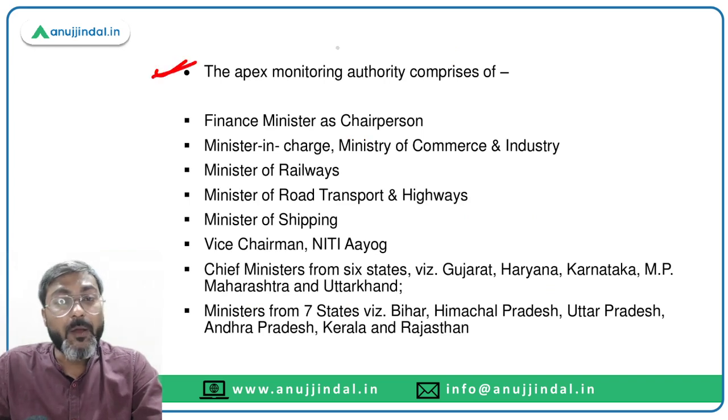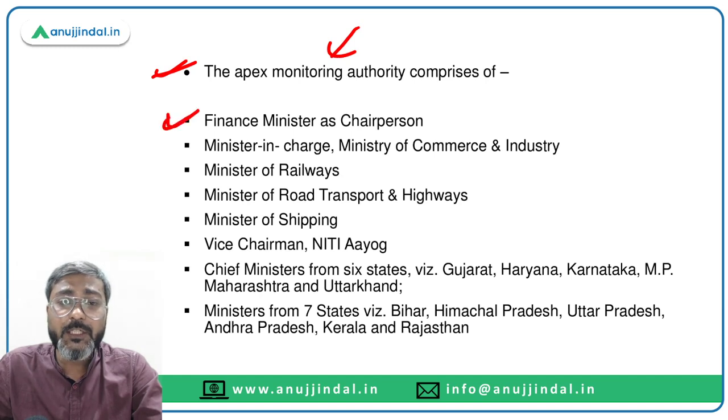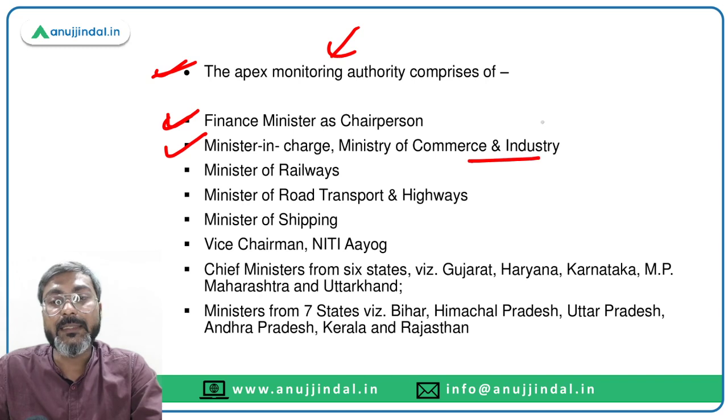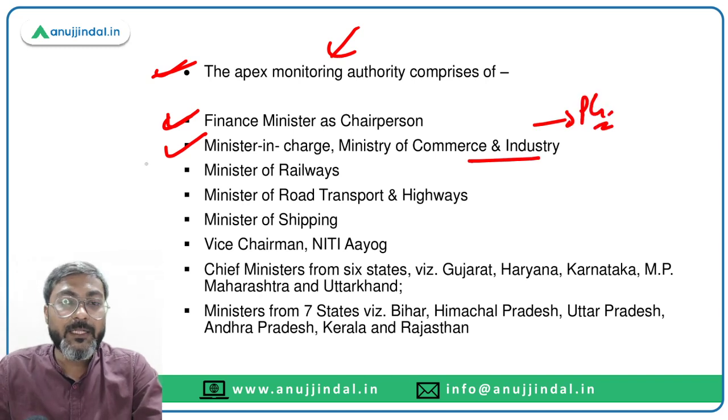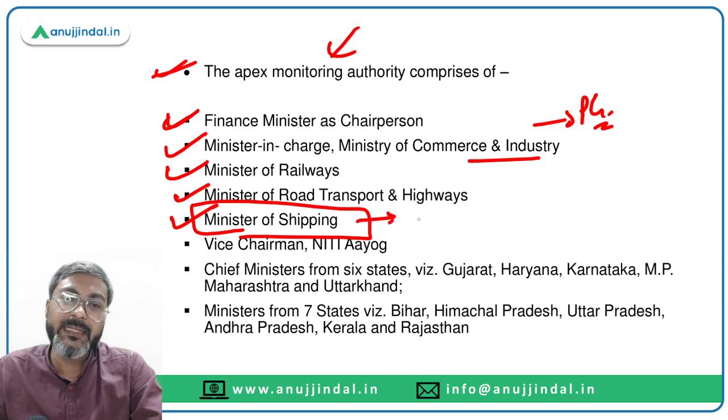And jo ye Apex Monitoring Authority hui hai, iske andar kaun kaun aate? So first of all, Finance Minister is the chairperson. Minister of Commerce and Industry, Piyush Goyal abhi hai. Minister of Railways, Ashwini Vaishnaw, abhi ke liye. Minister of Road Transport and Highways, Nitin Gadkari. Minister of Shipping, Ministry of Shipping is headed by, I'm forgetting the name of that person. Okay, I'll tell you later.